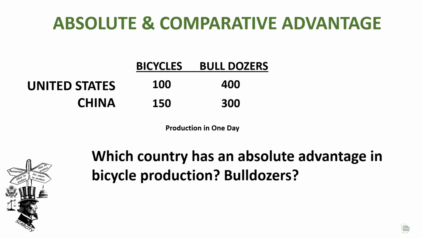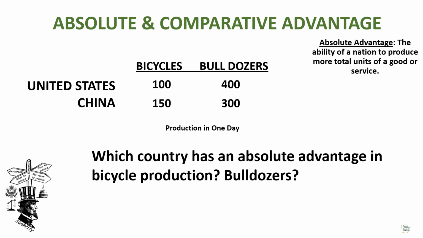So very quickly, we're looking at, based on absolute advantage, which of these countries, United States or China, has an absolute advantage in bicycle production? That's the one who can actually produce more. Okay? Absolute advantage: the ability of a nation to produce more total units of a good or service. Yeah, China can produce more bicycles. What about bulldozers? The United States can produce more bulldozers.